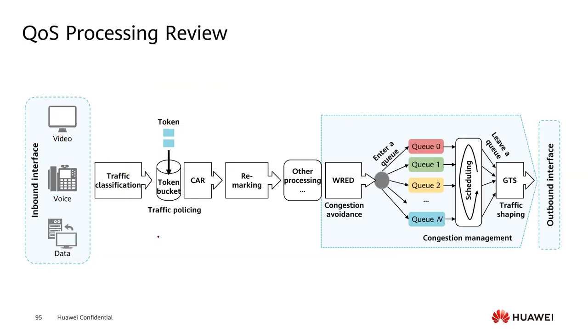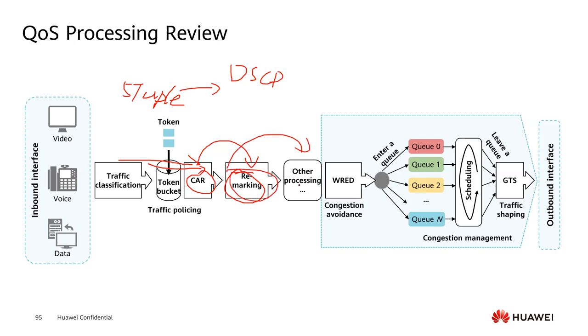Then, if you configure the CAR, based on the token bucket you set, some packets will be dropped, some packets will be received. And it will go into remarking if you configure remarking. For example, if you use the 5 tuple to classify the traffic, then you need to give this packet some DSCP value or some EXP value. So this is remarking. After remarking, they will check the tables, the routing table, MAC table, or maybe go through the traffic filter, to define which interface I should go out.